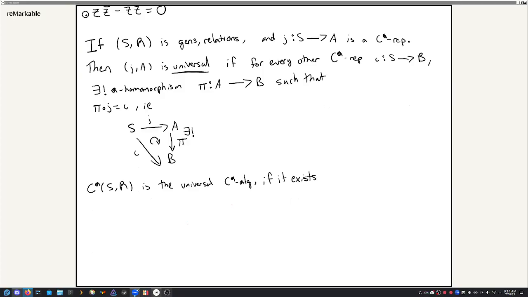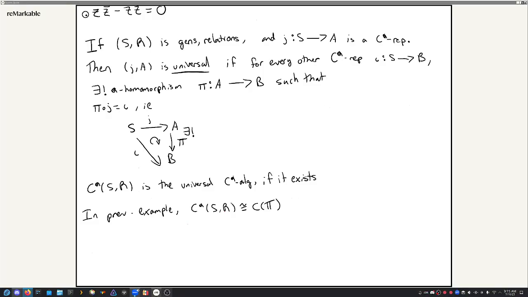But the thing to realize is that it does not have to exist for every possible set of generators and relations you come up with. So in our previous example, we have C-star of S with R. So S is a set just containing U, and R is those relations. This universal C-star algebra is actually isomorphic to continuous functions on the circle, and that representation I gave is universal.